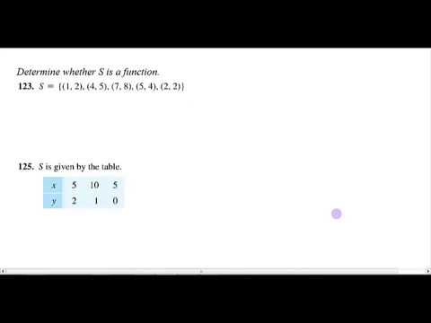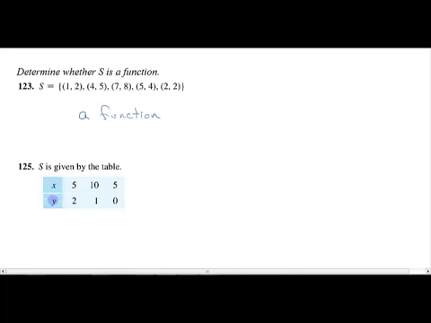Now, looking at these 2 different representations of some kind of a relationship between numbers, let's determine whether they are functions. For this one, we're looking at all the points, and it looks that every x is going to exactly 1 y. We never have a repeat of an x value, so there's no chance that the same x could go to 2 different y's. So yes, this is a function, and the reason is that every x has exactly 1 y. The reason is your definition of the function.